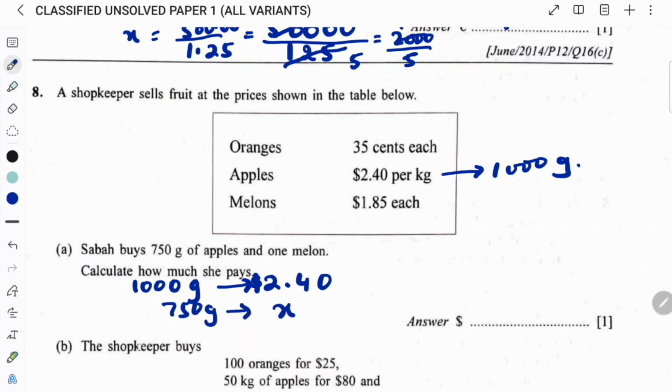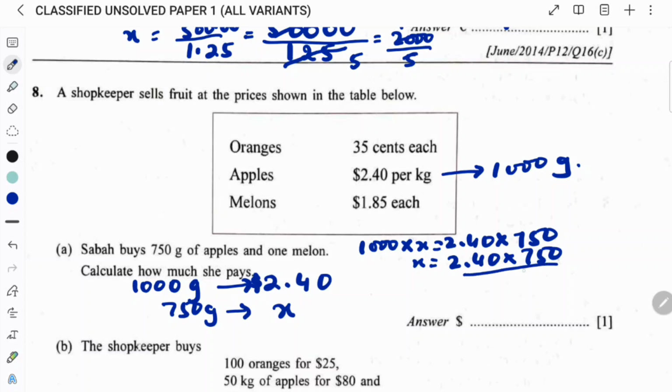of apples. Cross multiply, so that is 1000 times x equals 2.40 times 750. So x equals 2.40 multiplied by 750 divided by 1000. That is the answer for 750 grams of apples. All right, so do the calculations now.